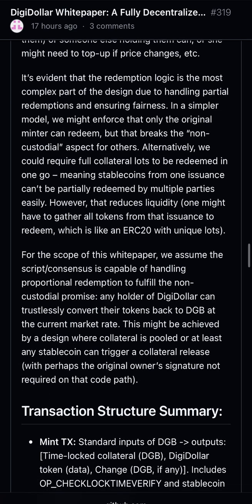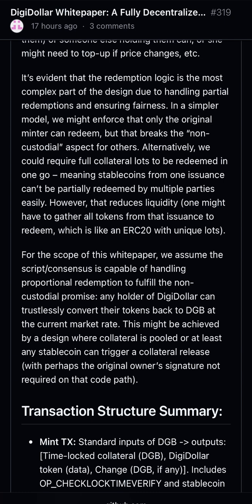It's evident that the redemption logic is the most complex part of the design due to handling partial redemptions and ensuring fairness. In a simpler model, we might enforce that only the original minter can redeem, but that breaks the non-custodial aspect for others. Alternatively, we could require full collateral lots to be redeemed in one go, meaning stablecoins from one issuance can't be partially redeemed by multiple parties easily.